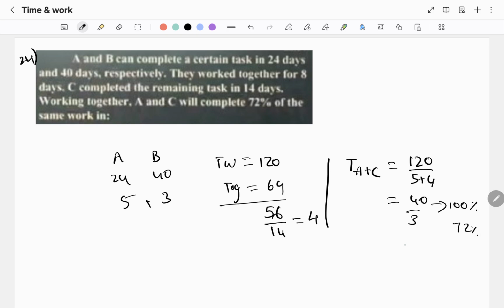72 percentage. So 72 by 100 into 40 by 3. So 3 ones 3, 3 fours 12, 96 by 10, it is 9.6 days.